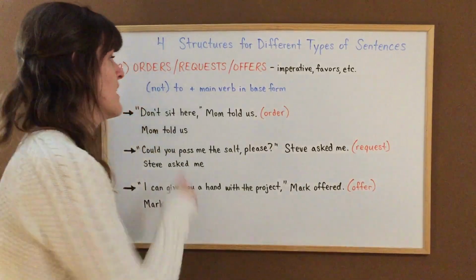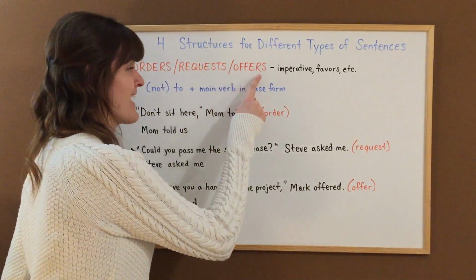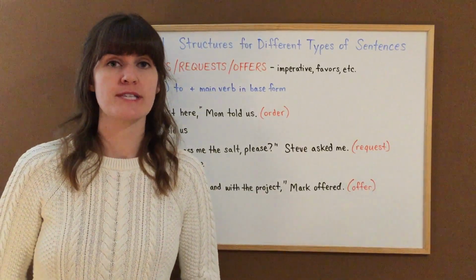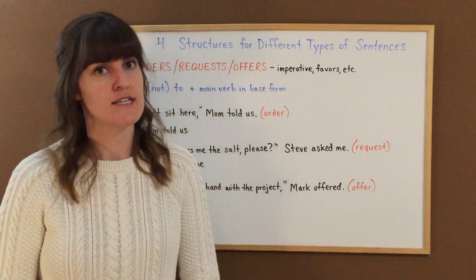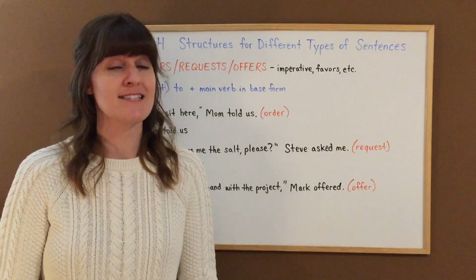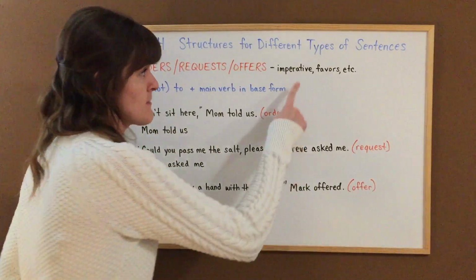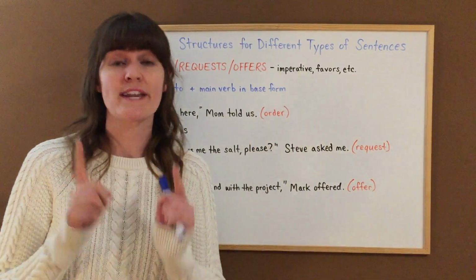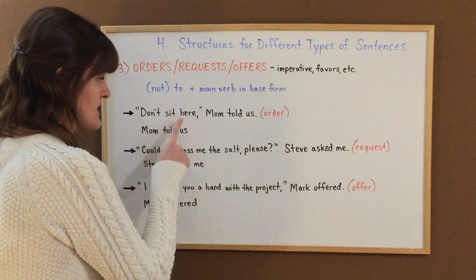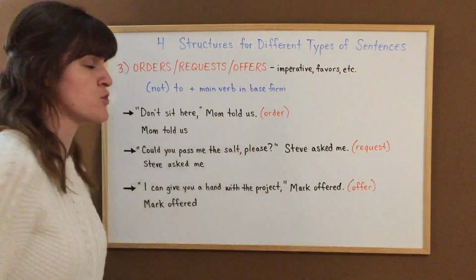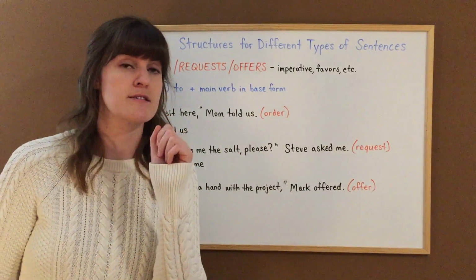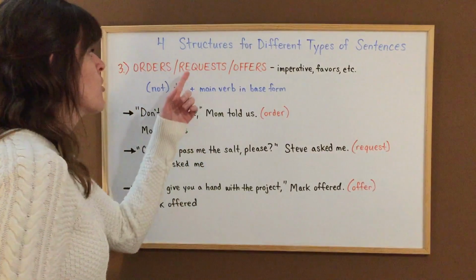Number 3, orders, requests, and offers. What is an order? An order is, for example, sit down, stand up, open your book to page 52. It's a sentence that doesn't have a subject. We sometimes call this imperative. When you tell someone to do something, that's an order. This is an example: Don't sit here, Mom told us. Sometimes with orders, you can see the word must. It could be a type of order.